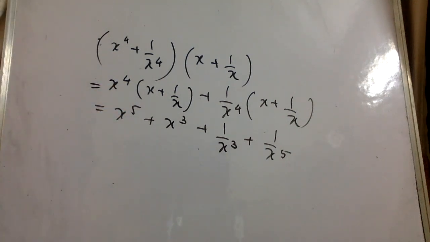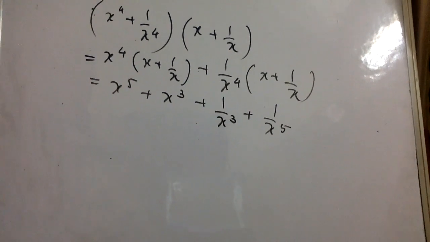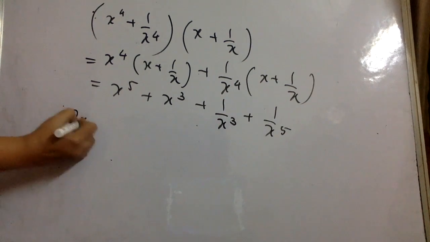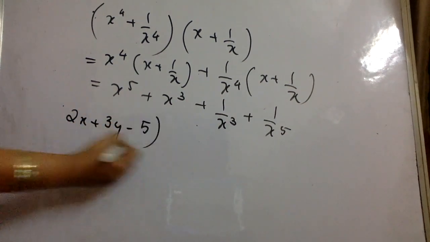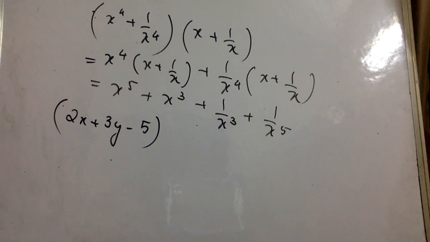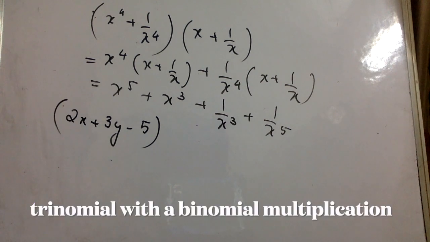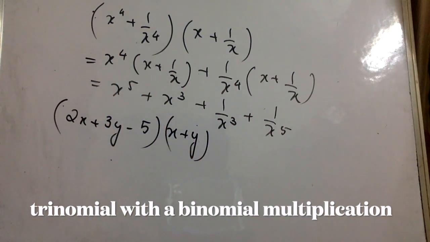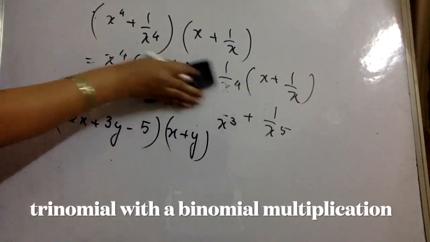So quickly I want to do one sum where you are taking a trinomial with a binomial. One sum for a trinomial with a binomial, which is 2x plus 3y minus 5. This is the trinomial, as you can see, and the binomial is x plus y.